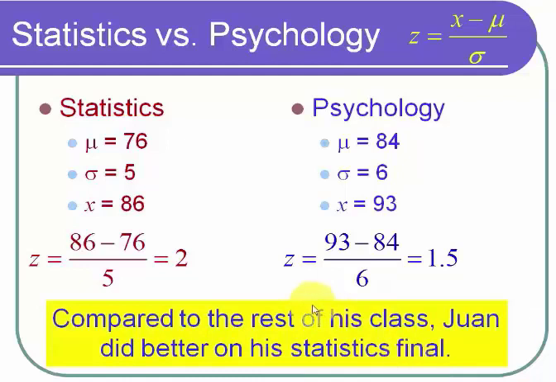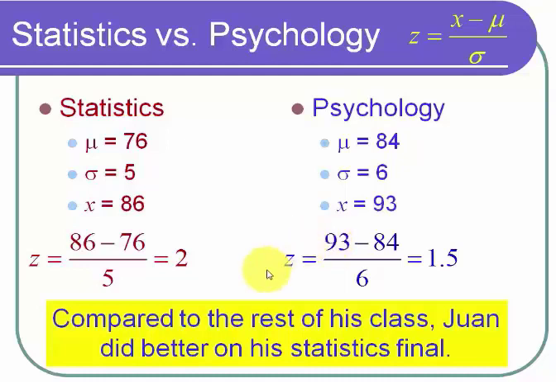So for example, if they graded on a curve, Juan's grade would be higher in statistics than in psychology, even though his score on the statistics final was lower than the score on the psychology final. So that's how we can use z-scores.